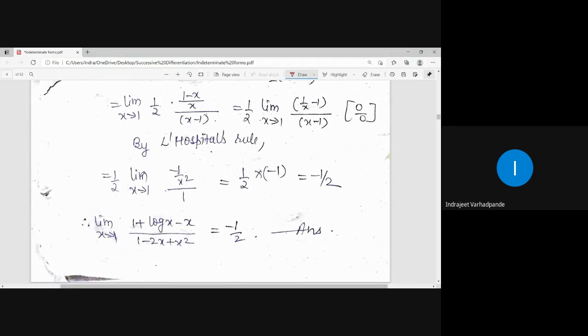1 by 2 limit x tending to 1 of minus 1 upon x square upon 1. 1 by 1 is 1. Minus 1 into 1 by 2 is minus 1 by 2. Clear? Yes, sir, it's done, sir. Okay.